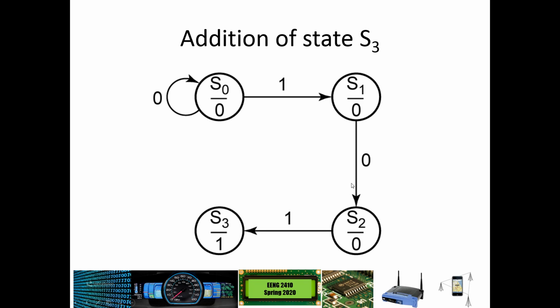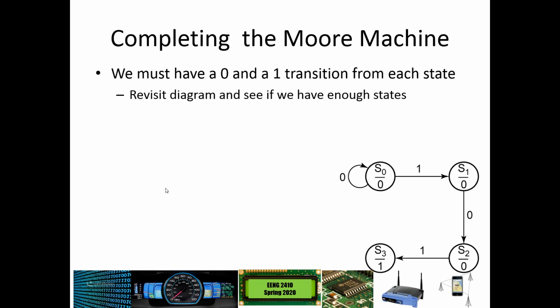And then if we get down in here to S2, we have the 1 transition, but what do we do if we get another 0? Well, we might do exactly what we did in the Mealy and go back to S0. And then if we're in S3, we don't have any transitions right now. So let's go ahead and derive some of that logic.